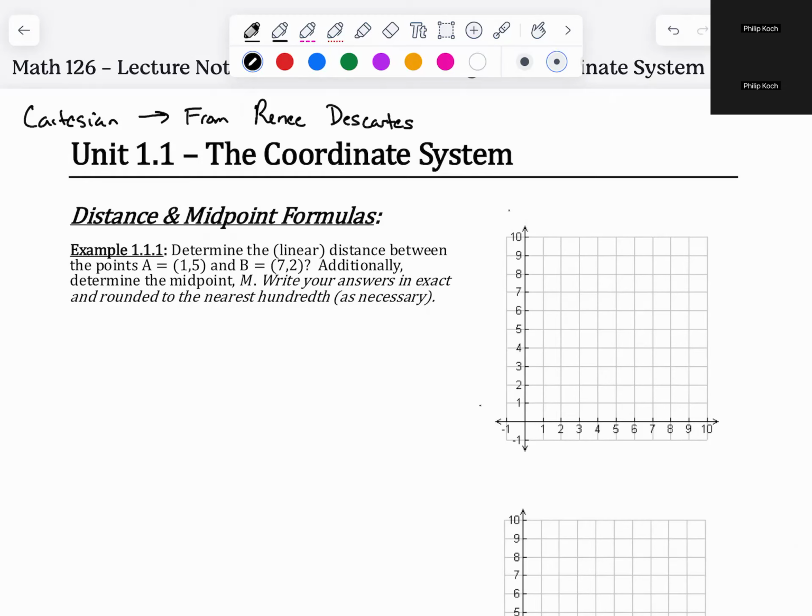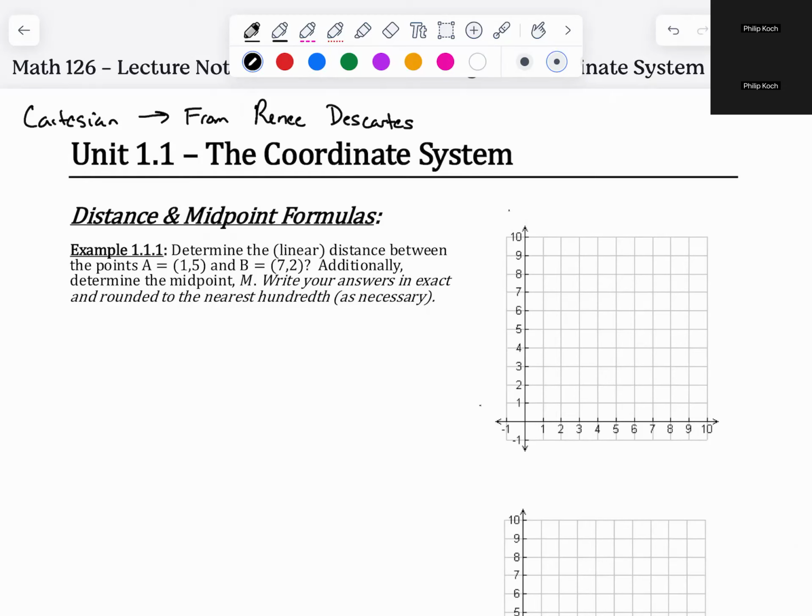Before him, the idea was there was geometry, which is the study of shapes and different lines and stuff like that. And then there was algebra, which was the study of setting things equal to zero and working with algebra, like adding and subtracting things. And he was the first person to say, well, what if we were to connect the two?